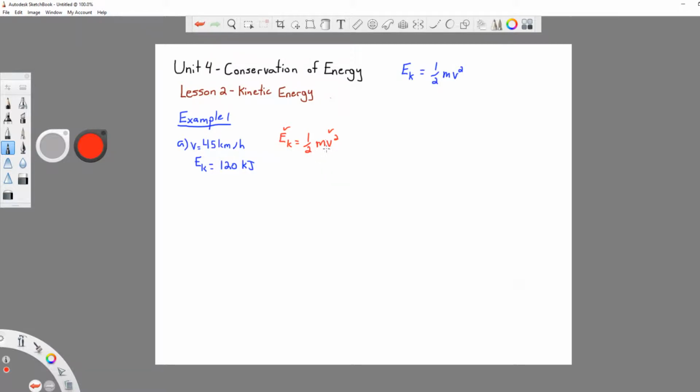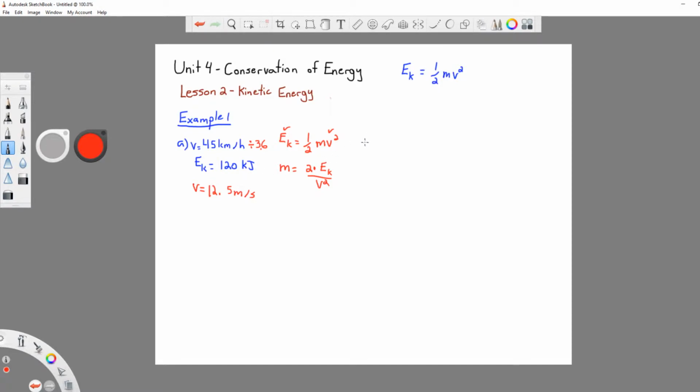If we rearrange this, dividing by v squared and multiplying by 2, the mass works out to 2 times the EK divided by v squared. Now we need to do a little bit of converting, because we need velocity in meters per second and energy in joules. The big one to convert is our velocity. Let's divide this value by 3.6, our cheater way, to get our velocity in meters per second, which works out to 12.5 meters per second. That's a little bit messy.